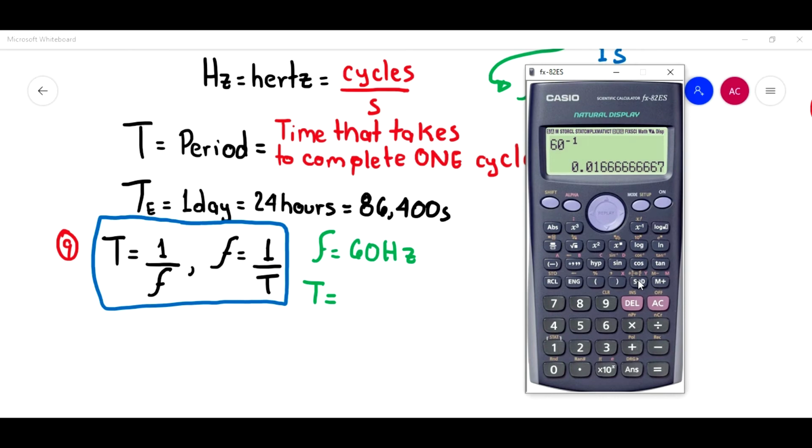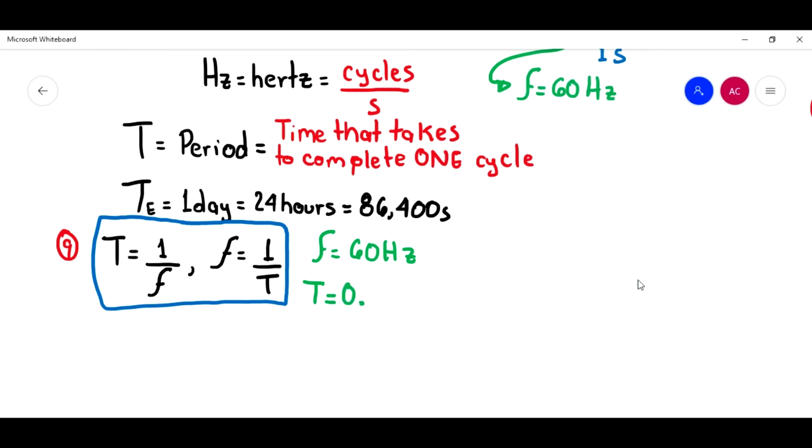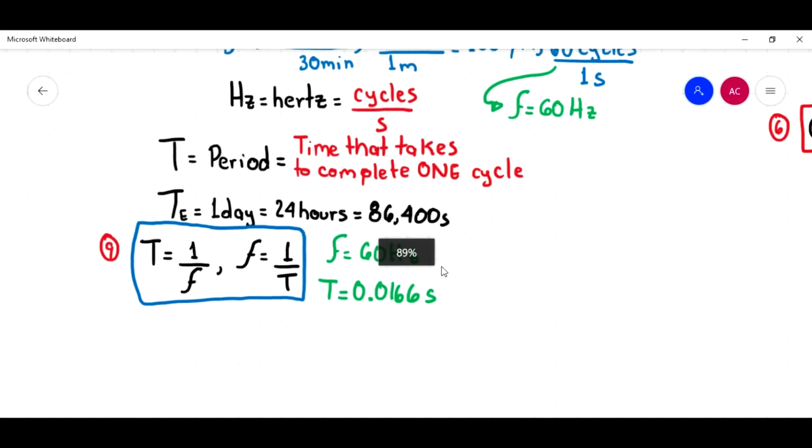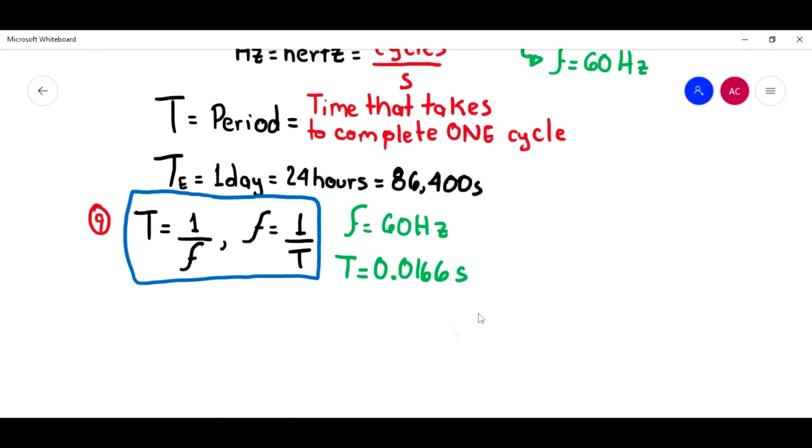and that is the period, 0.0166 seconds. So this particular case is going to take 0.0166 seconds in order to complete one cycle or one lap or one rep. That is absolutely fast. Okay, it's fast, really fast.